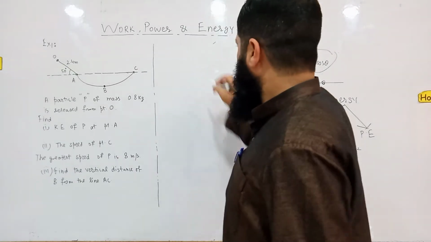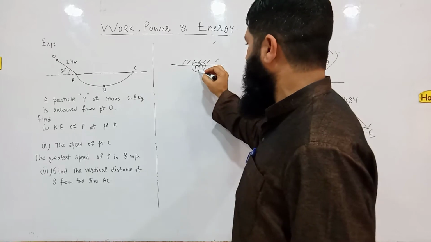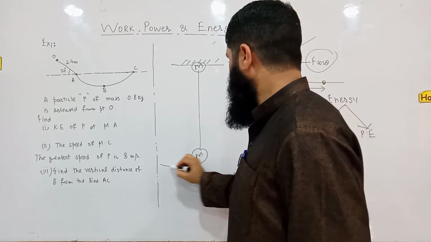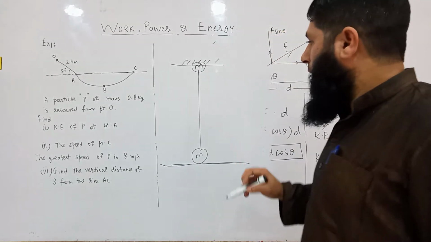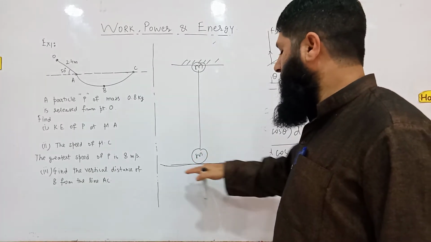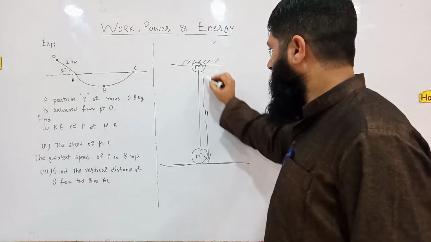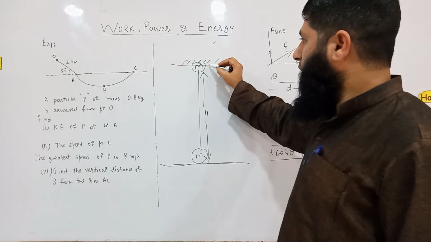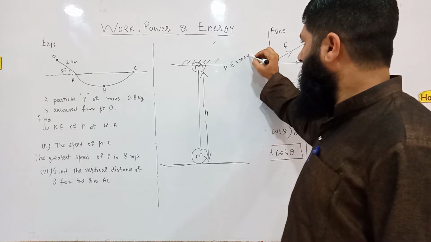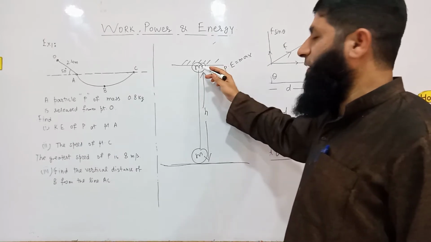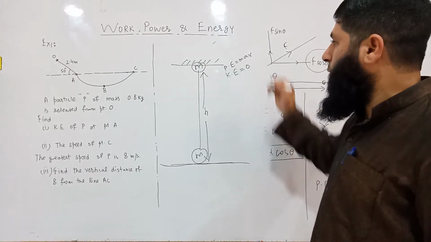Look at this diagram. Let's suppose a body of mass m is released from this point and it comes here at this point. Now the distance between this horizontal line and this horizontal line is h. At this point, because height is maximum, potential energy will be maximum. And let's suppose that this body is at rest at this point, so here kinetic energy will be 0 because velocity is 0 at this point.